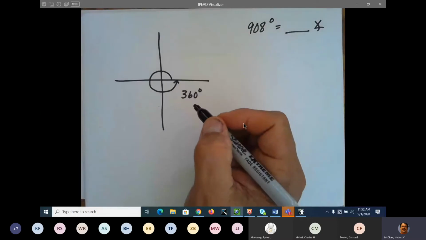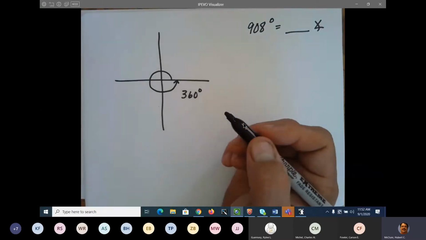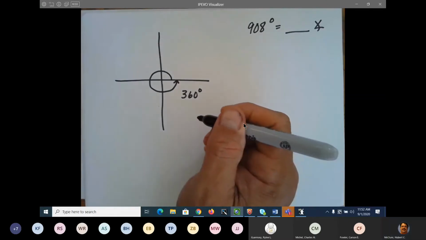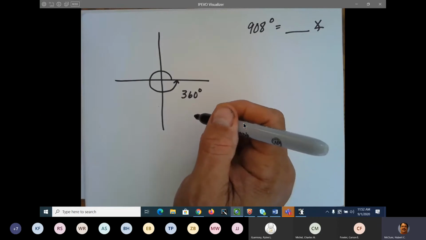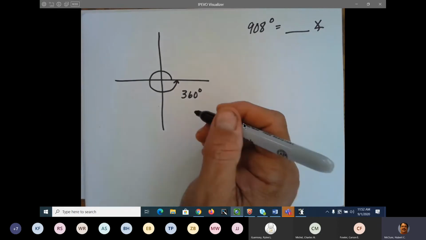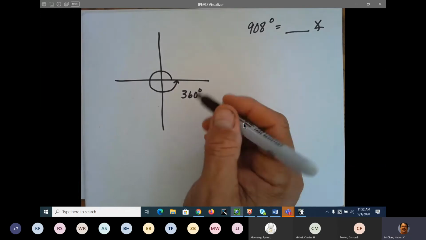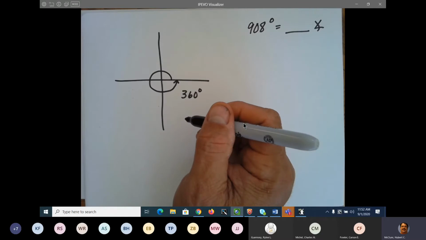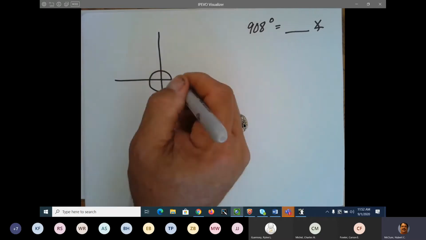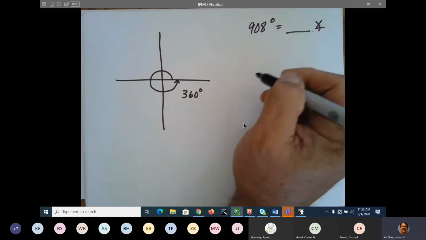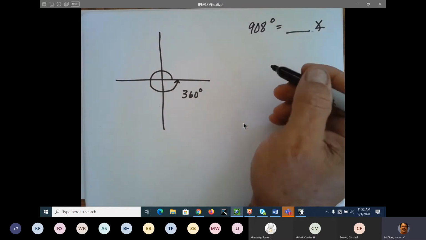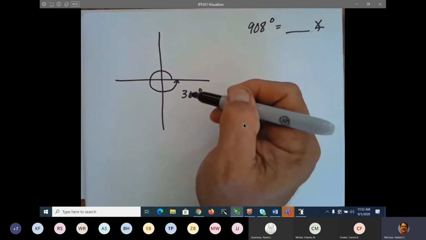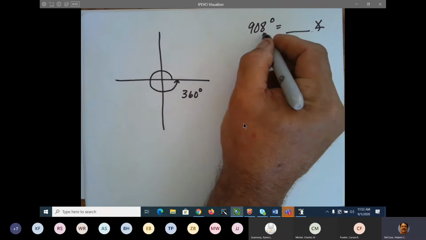You don't walk up to an architect or a construction manager and say, we need to turn 908 degrees. That's ridiculous. There is no such thing as 908 degrees. It doesn't exist. So why do they do it? I don't know. But we're going to turn it into a normal degree that you would walk up to somebody and say, we need to turn blank degrees. So first thing I tell students to do is divide 908 by 360.